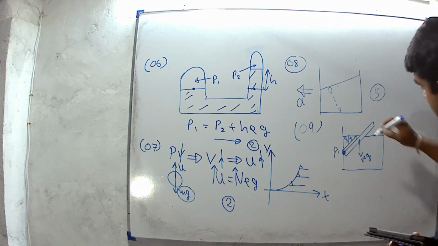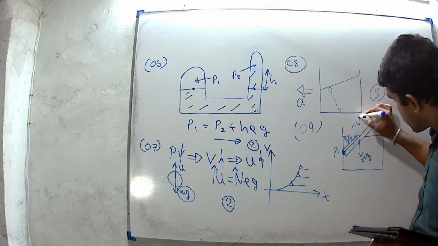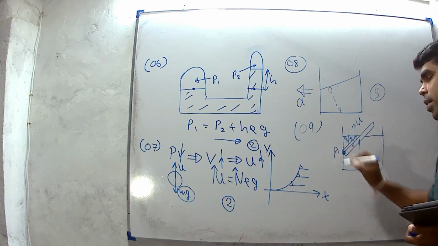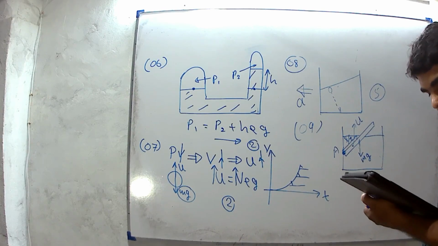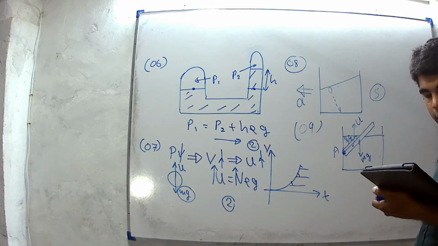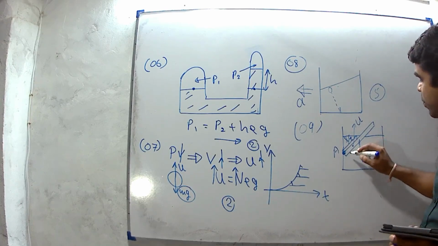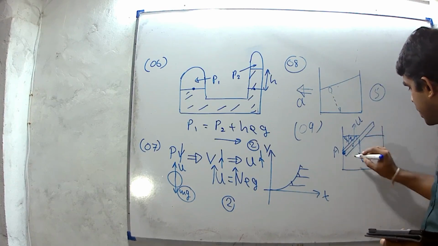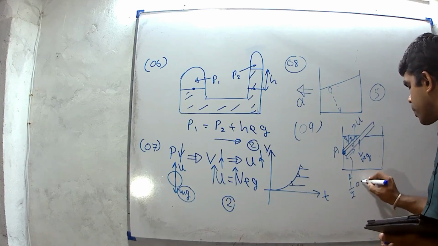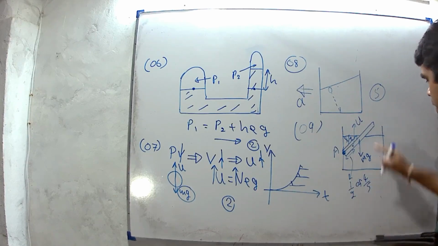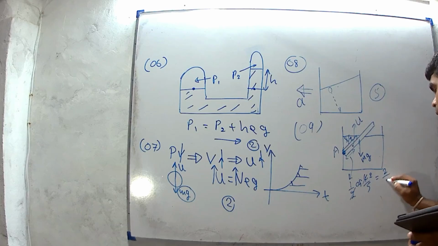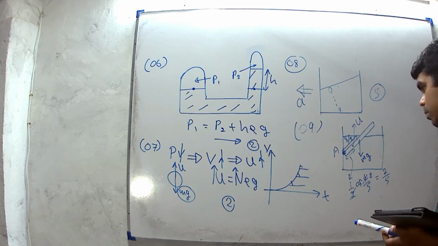Then upthrust. Upthrust acts at the midpoint of the immersed part. They have given that 1/5 of the rod is projecting outside. Then 4/5 of the object should be immersed. Then this length should be half of 4/5, half of the immersed part. We can cancel out 2/5.